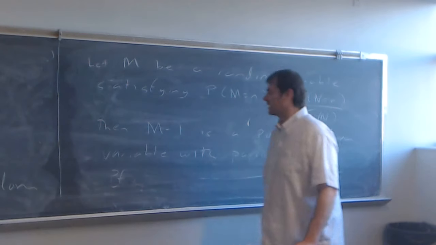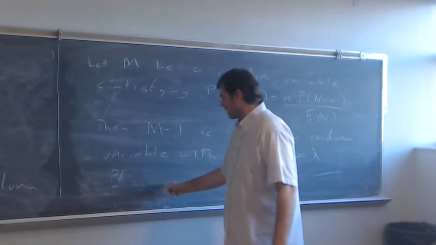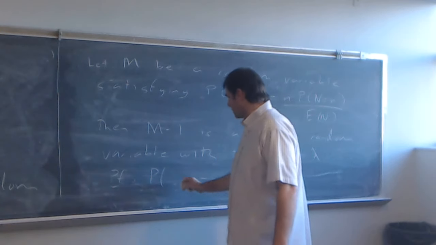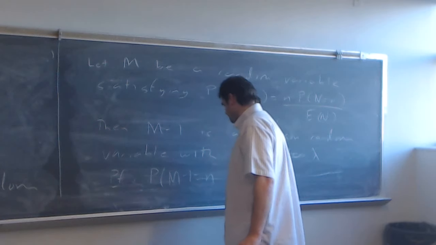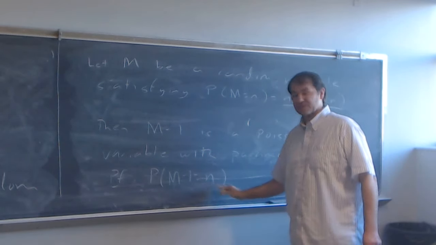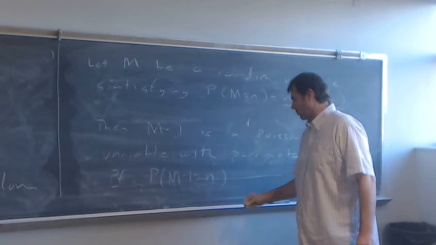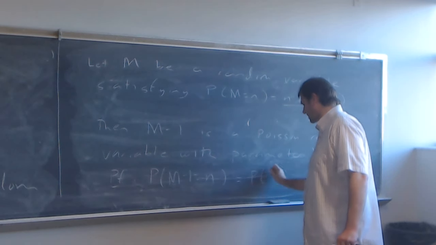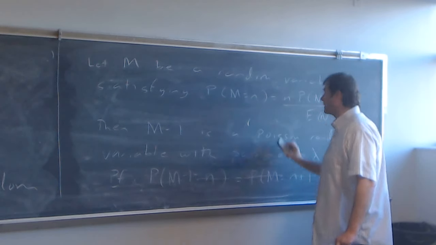So we want to prove that m minus 1 is Poisson distributed with parameter lambda. So how are we going to do that? Well, we need to look at its PMF. So I'm going to take the probability that m minus 1 is equal to some number n. And I want to show that the chance of that happening is going to be e to the minus lambda, lambda to the n over n factorial. That's what I want to show. Well, let's relate that to m. This is the same thing as the probability that m is equal to n plus 1. But I know something about that.